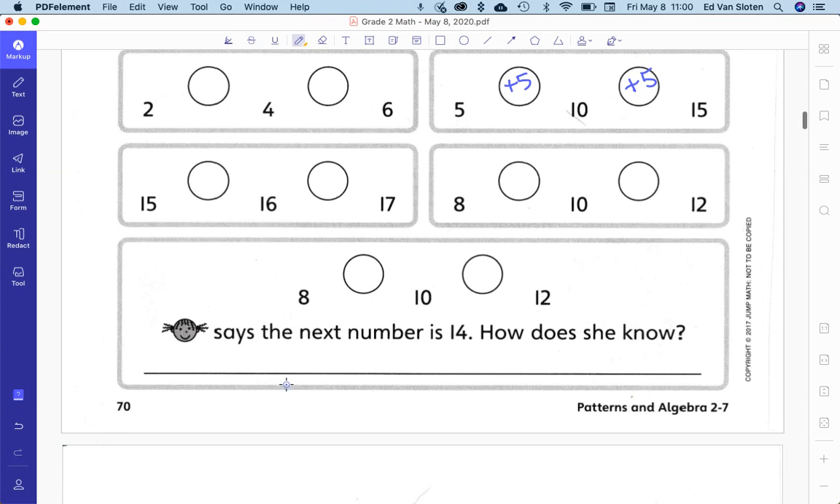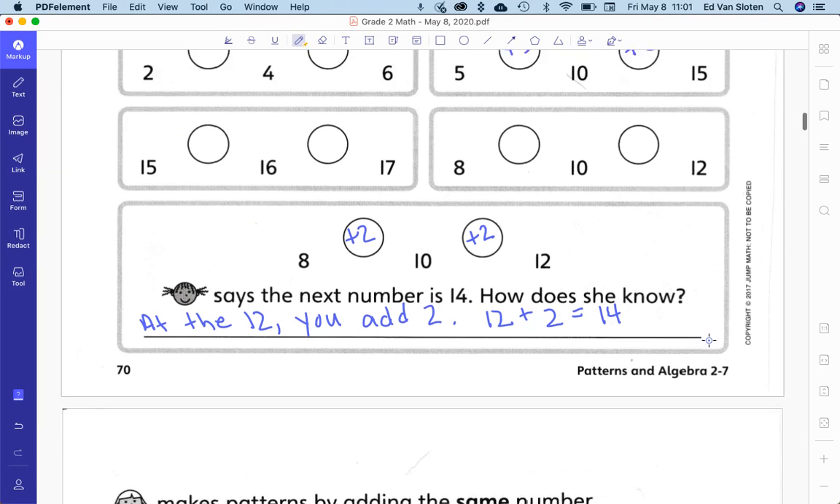Well, let's look at this. This girl says the next number is 14. How does she know? Well, between 8 and 10, you add 2. Between 10 and 12, you add 2. So she knows because at the 12, you add 2. 12 plus 2 equals 14. And so this girl is quite correct.